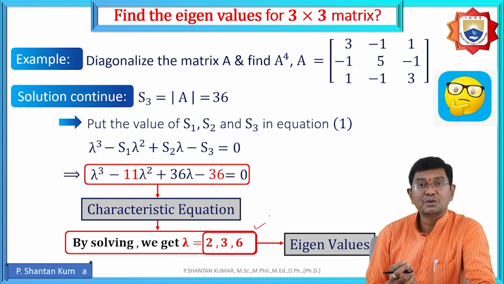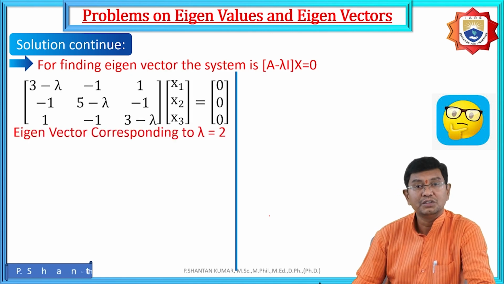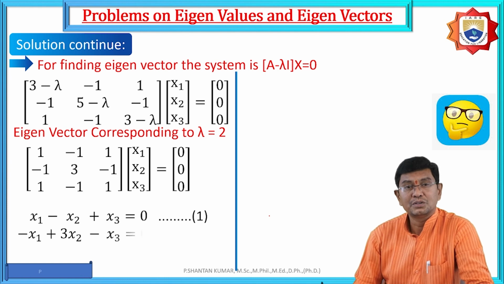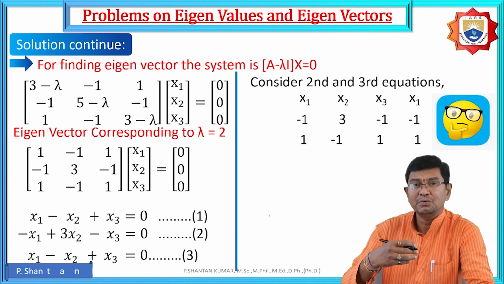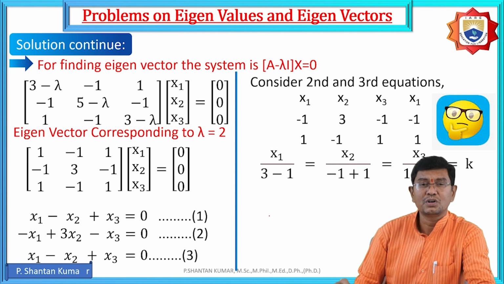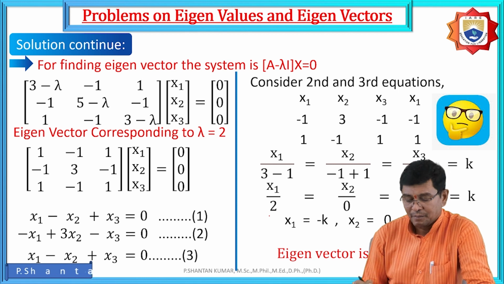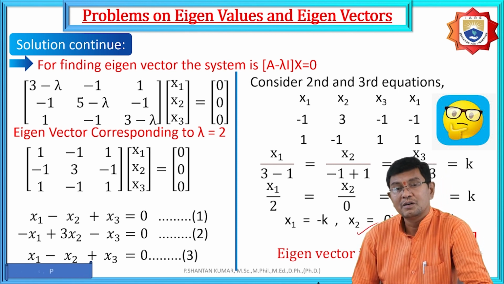Therefore, first for lambda equal to 2, the corresponding eigenvector. This we clearly showed and discussed in the previous sessions. We find the eigenvector by using the equations, taking any two equations, like 1 and 2, or 2 and 3, or 1 and 3. By solving that we obtain that the eigenvector is 1 comma 0 comma minus 1.